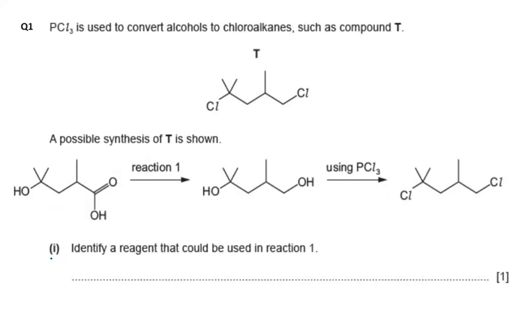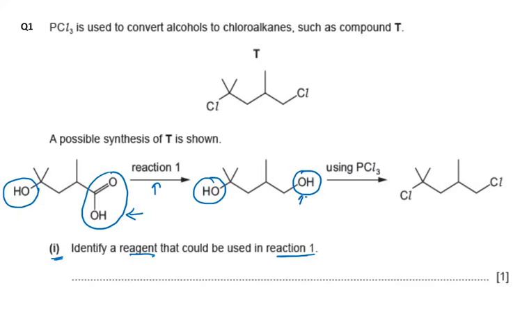Now sub-question 1 says identify a reagent that could be used in reaction 1. Let's see what has happened in reaction 1. Here we can see that the functional group OH, that is the alcohol, remains an alcohol as such. The only change is that the carboxylic group has changed to an alcohol. When a carboxylic group changes to an alcohol, that's a reduction reaction.